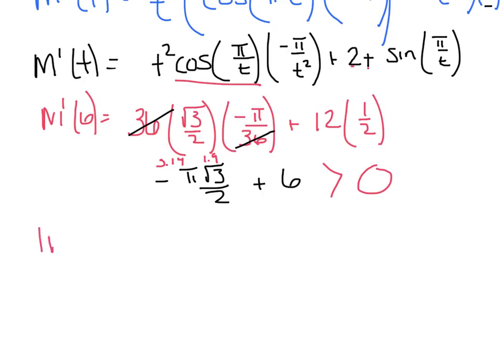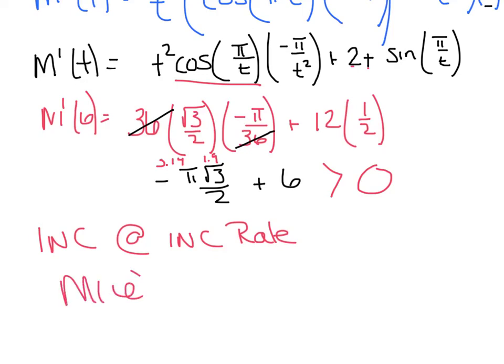So I can say my function is increasing at an increasing rate, okay, because m of 6 is greater than 0 and m prime of 6 is greater than 0.